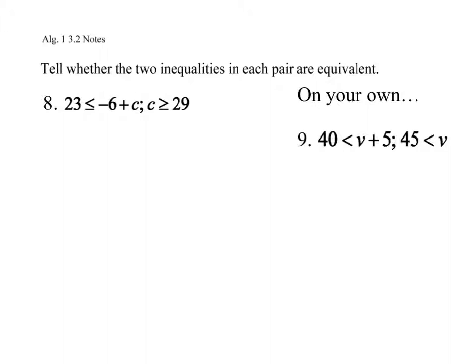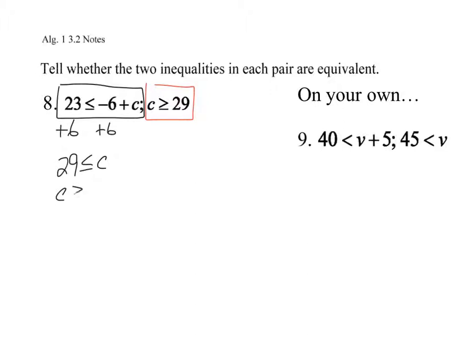Alright, for number 8 it says tell whether the two inequalities in each pair are equivalent. On these, we're basically just going to manipulate this one here and see if we get the exact same thing as this one here. Alright, so let's go ahead and try that out. I'm going to add 6 to both sides of our inequality there. So I'm going to end up with 29 is less than or equal to the value of C, which I can flip over and say that C is greater than or equal to 29. And wouldn't you know, that's the exact same thing that they asked us if it was equivalent to, so we would say in that case yes.